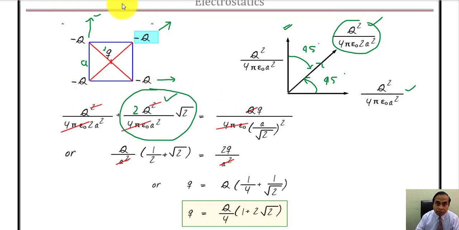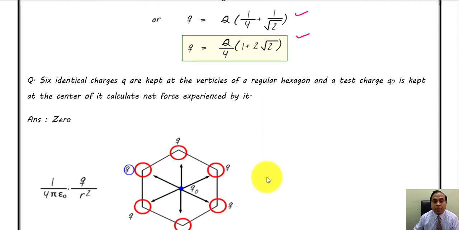Now this outward force must be balanced by an inward force, and that inward force comes from this magnitude. What is this magnitude? It is 1 upon 4 pi epsilon naught q upon a squared, and this distance is a root 2 upon 2, which is equal to a by root 2. Now q cancels out, and 1 upon 4 pi epsilon naught also cancels out. You simply simplify it, and then you find the net value of the charge is this much. Now next question.